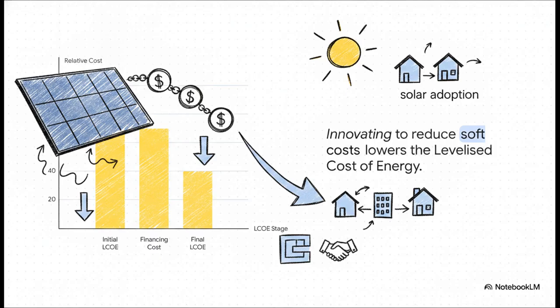And crucially, pushing that LCOE down is heavily dependent on how well a company navigates utility tariff reforms. Efficiently acquiring customers and structuring your financing around local utility rates is what ultimately drops that final LCOE and makes solar economically irresistible to the wider market.